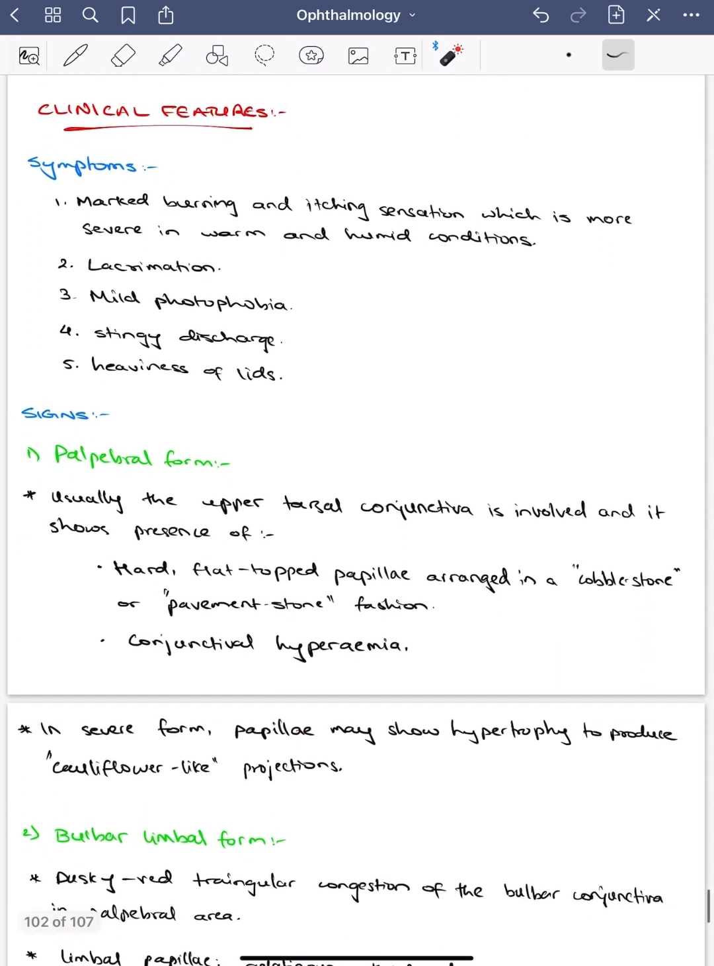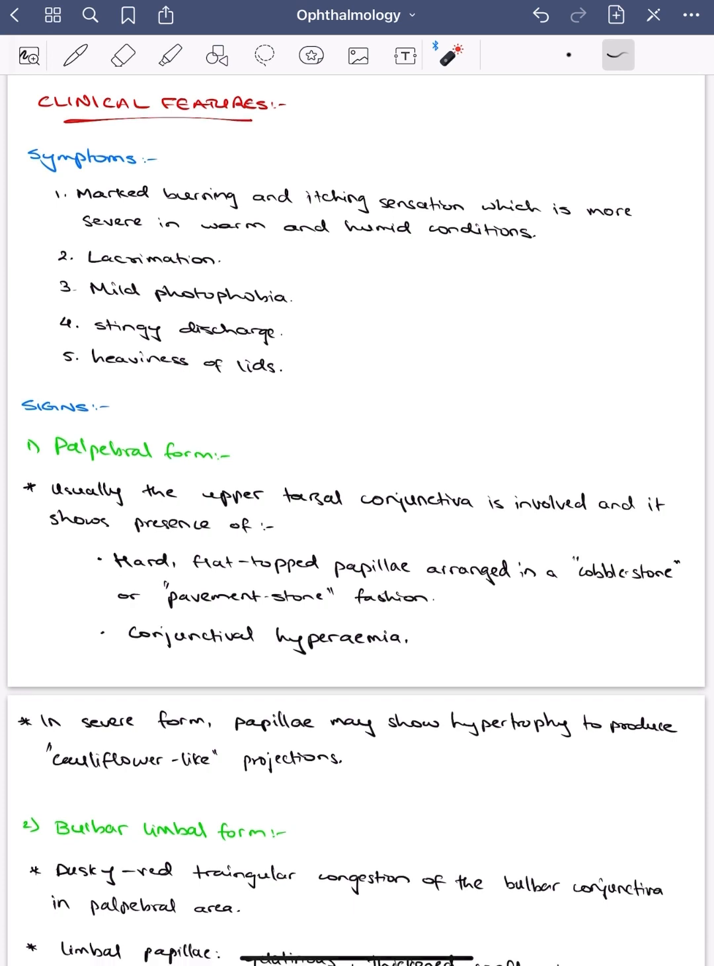So we have the symptoms and the signs. The symptoms of VKC or spring catarrh are: number one, there is a marked burning and itching sensation which is more severe during warm and humid conditions. Remember, it is basically allergy. So there is a marked burning and itching sensation which is more severe in warm and humid conditions. That is why it is named spring catarrh, as it is more common during the spring or summer.